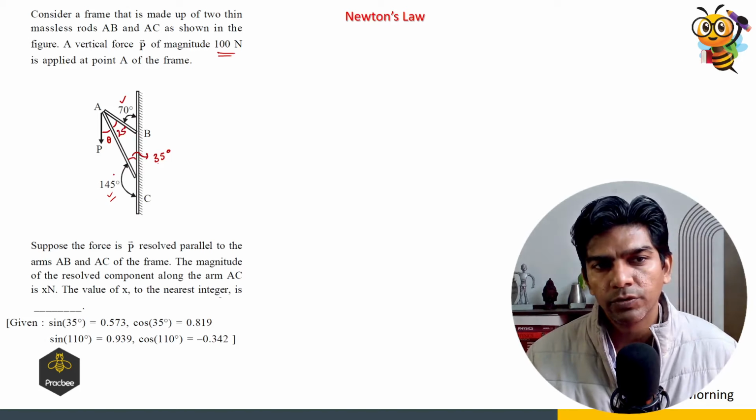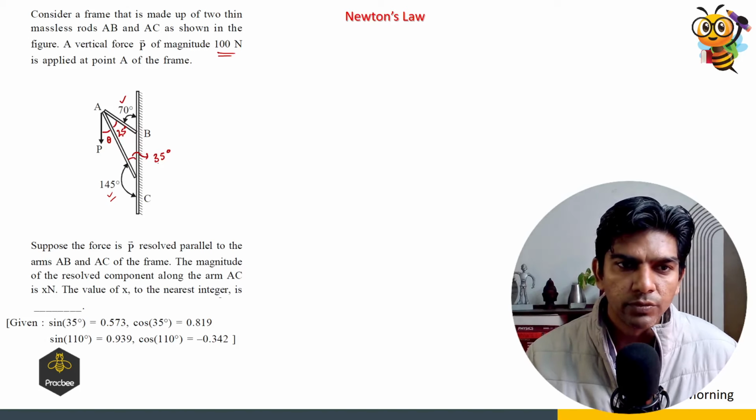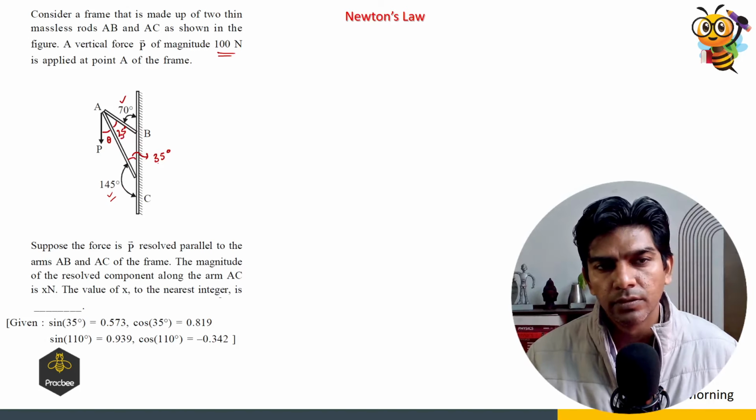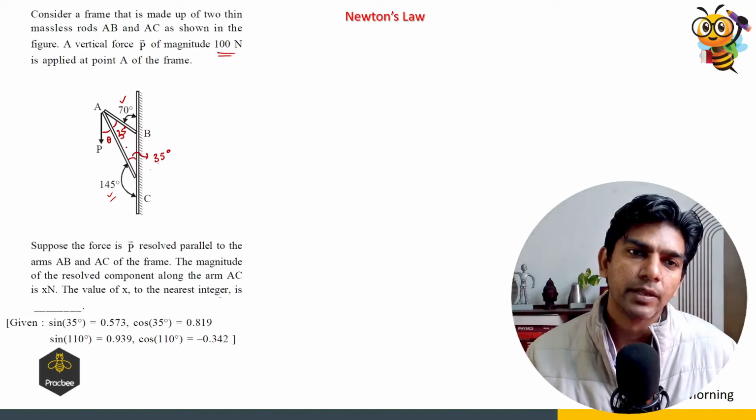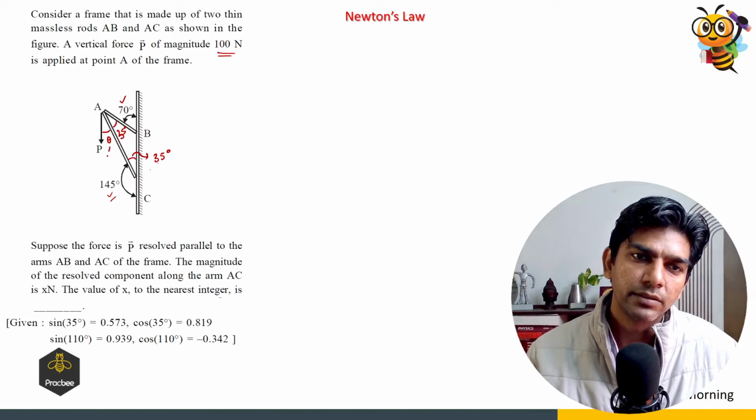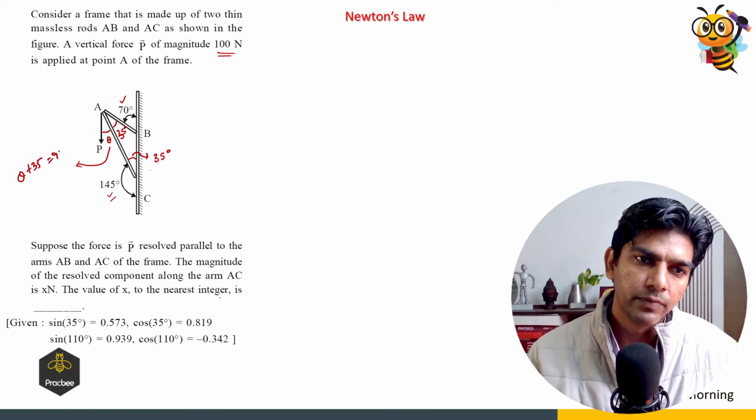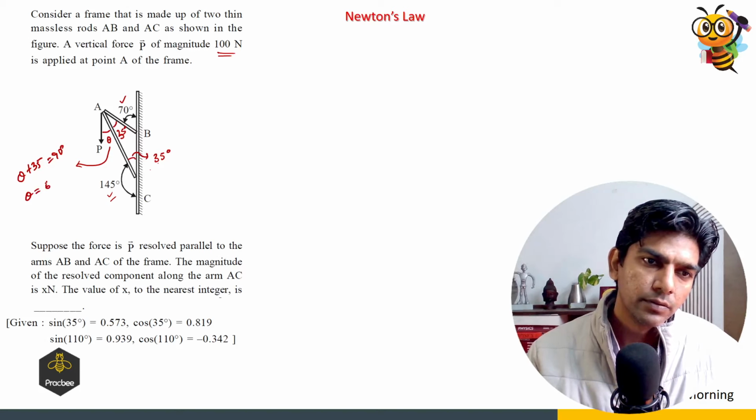Right, so this angle will be 35, not 25. This will be 35. 35 plus 35 will be 70. Exterior angle is the sum of the interior opposite angles. So if this is 35, then theta plus 35 will be 90. So theta will be 30, 60, 55.